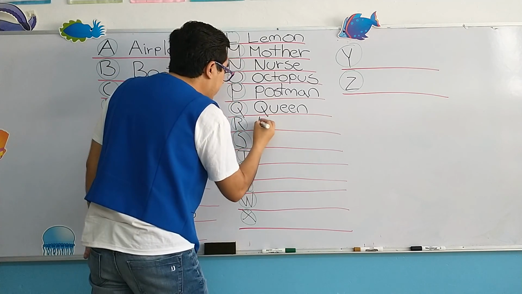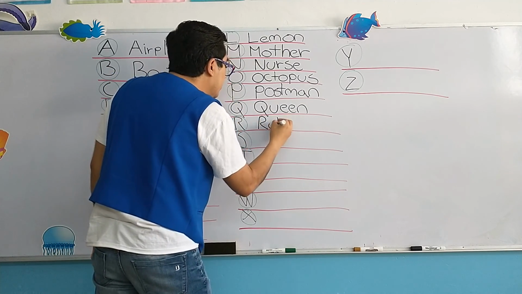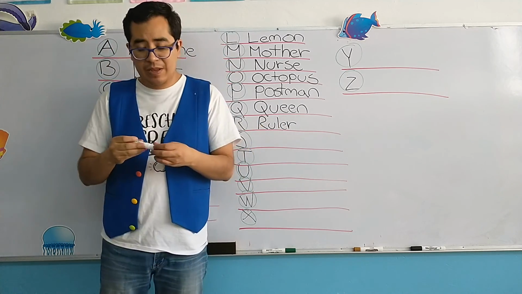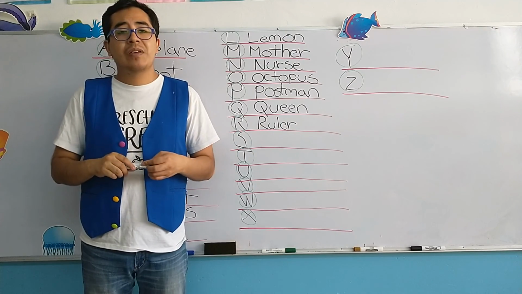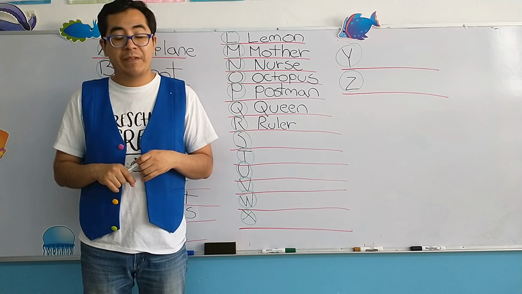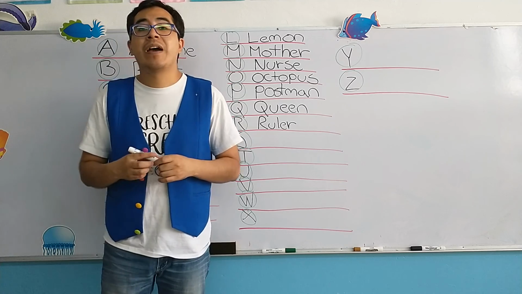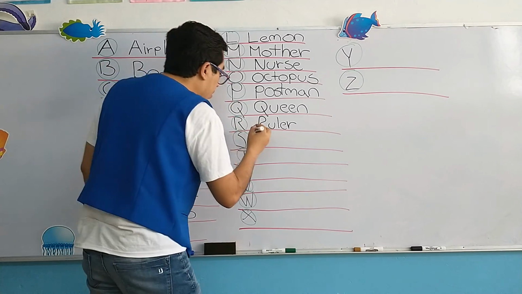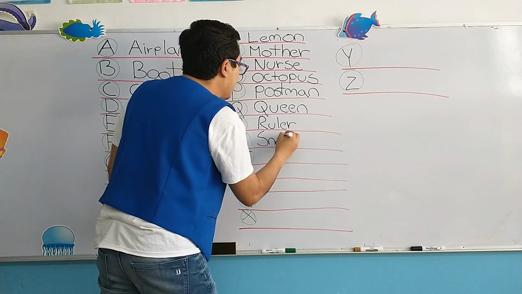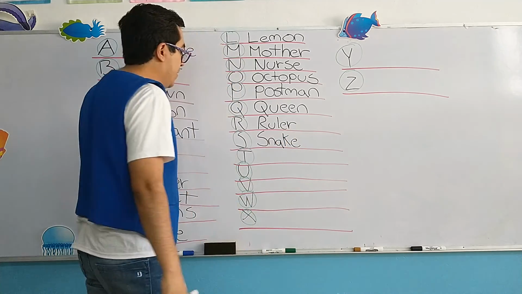Ruler. For capital S, we had the snake, for example. Okay, remember the snake, an animal of the jungle. Snake in Spanish, la serpiente.